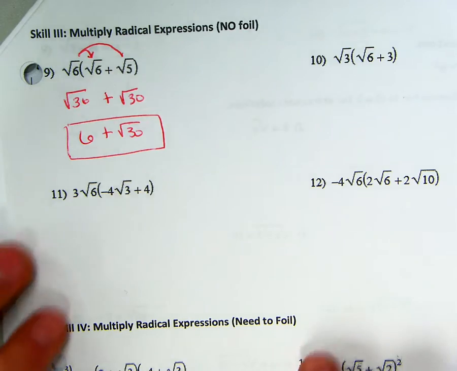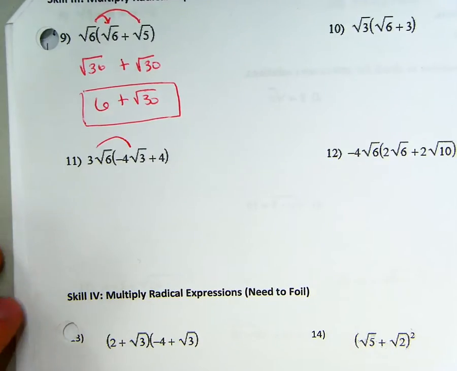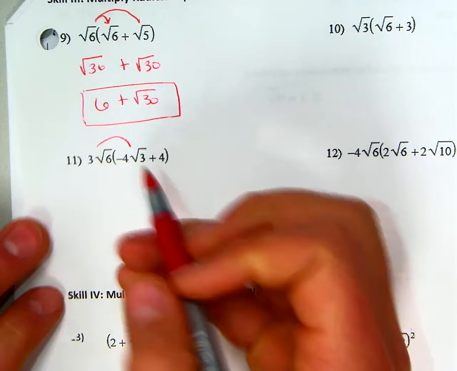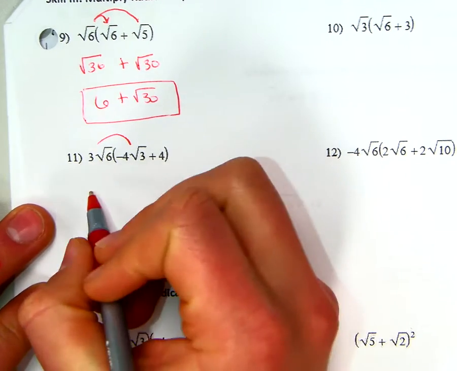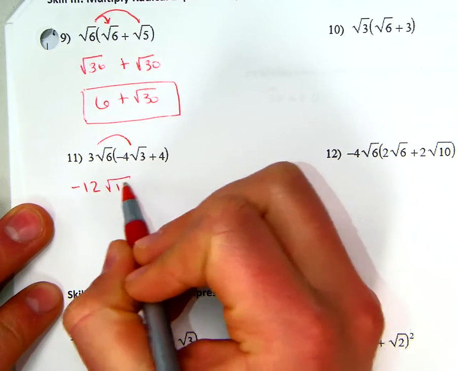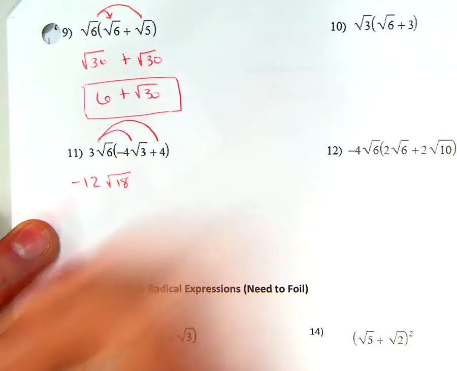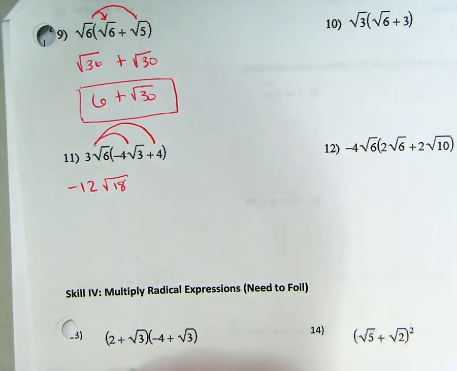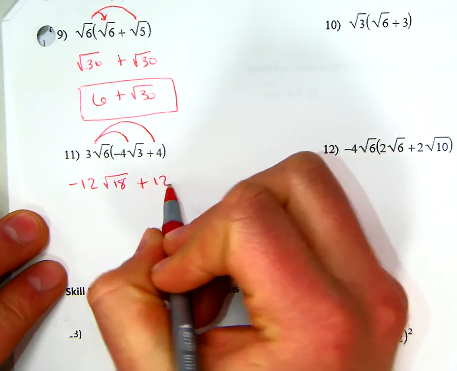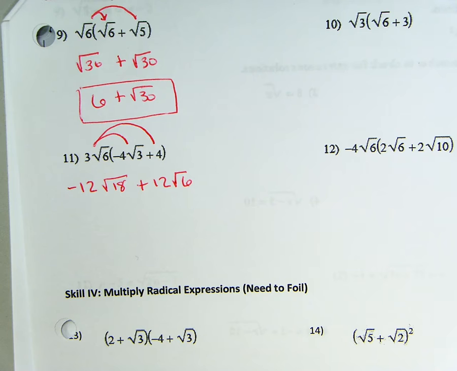Alright. For 11, we're going to distribute the 3 times the square root of 6 times the negative 4 times the square root of 3. So remember, you do the outside, so negative 4 times 3 is negative 12, and then you multiply the insides, and you get the square root of 18. Then you do that same thing with the second part. So we have 3 times 4, which is 12, times the square root of 6.